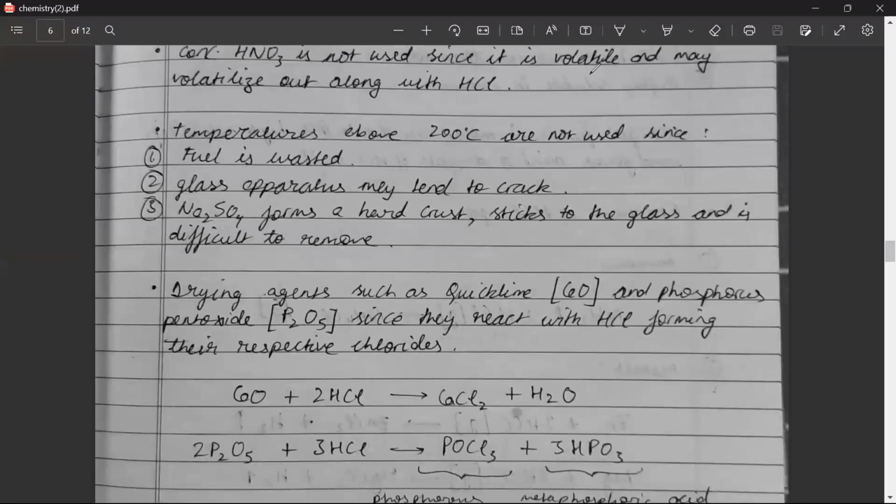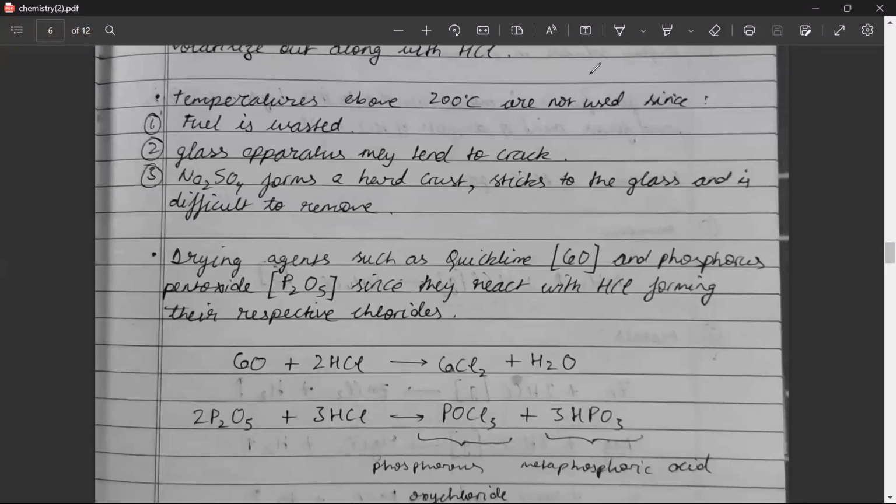Now, temperatures above 200 degrees Celsius are not used. So what are the reasons? The reasons are fuel is wasted, glass apparatus may tend to crack, and Na2SO4 or sodium sulfate forms a hard crust, sticks to the glass and is very difficult to remove.